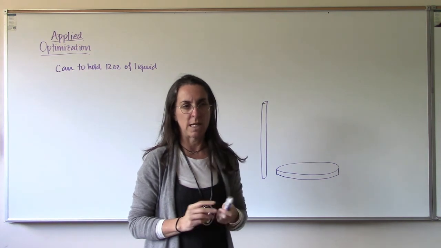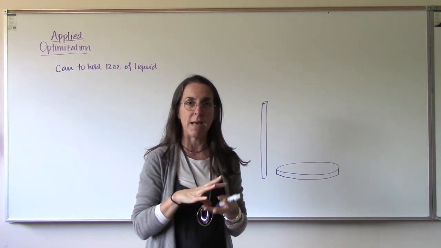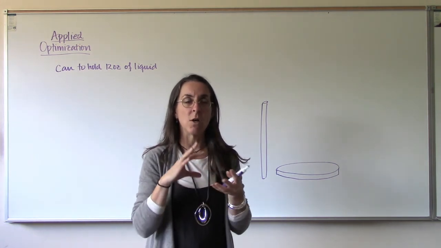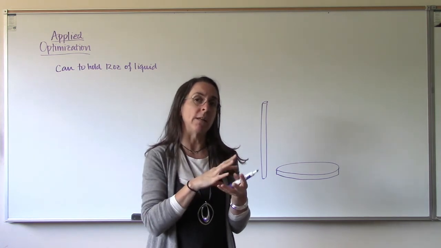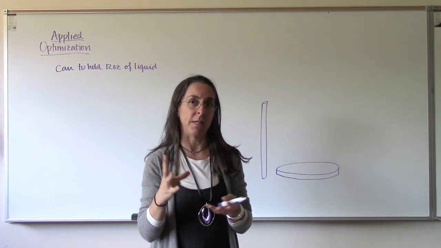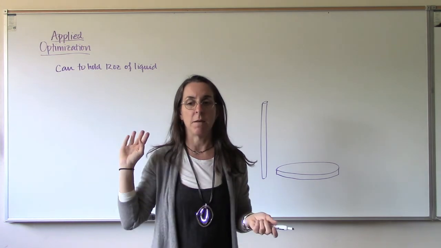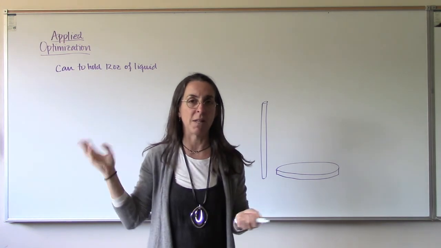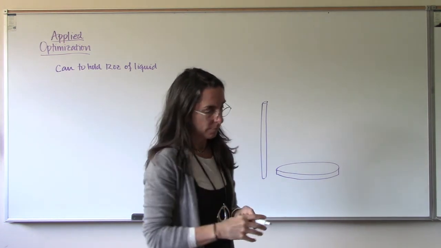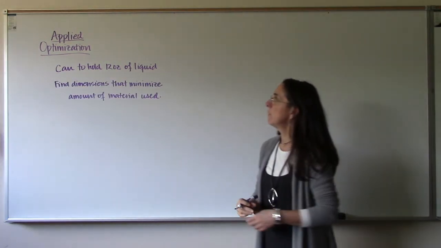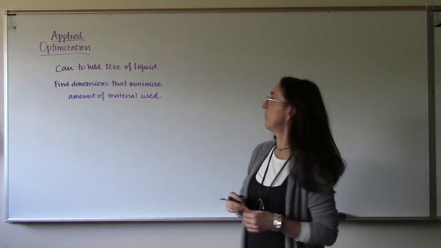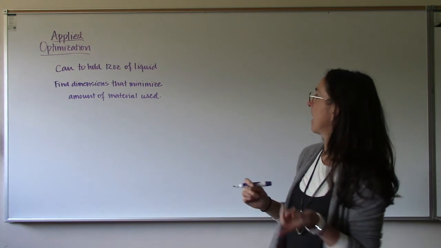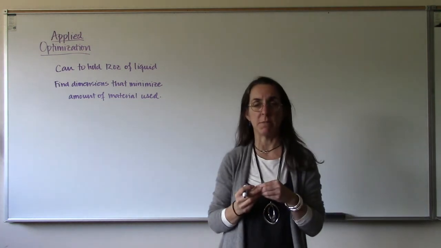So what would the can that uses the least amount of material to build it, that still holds 12 ounces, what would the dimensions of that can be? So that's the problem that I want to look at here when we're talking about applied optimization. So we want a can to hold 12 ounces of liquid, and we want to find the dimensions of the can that minimize the amount of material that we need.